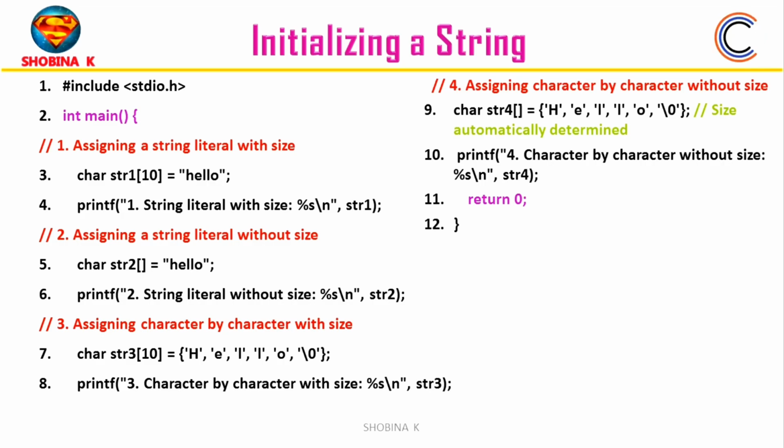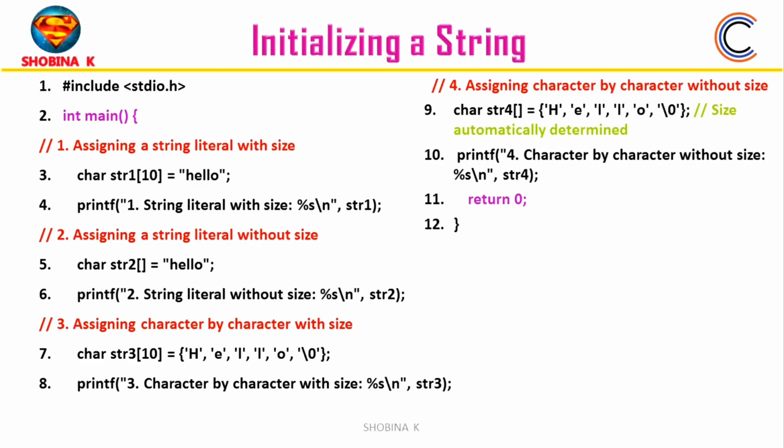And next we assign character by character with size. Here we declare a character array named str3 with size of 10 characters. The array is initialized by assigning characters one by one with the specified size of the array. It explicitly assigns the characters H, E, L, L, O and the null terminator. Next up, we assign character by character without size. Here we declare a character array named str4 without explicitly specifying its size. The array is initialized by assigning characters one by one without specifying its size. Since the size is not specified, the compiler automatically determines the size based on the number of elements provided, including the null terminator. And finally the printing, and here we use printf statements to print the content of each string.